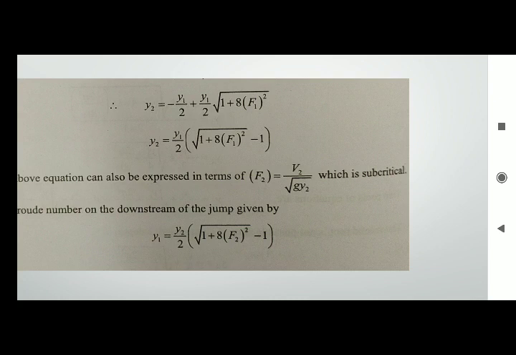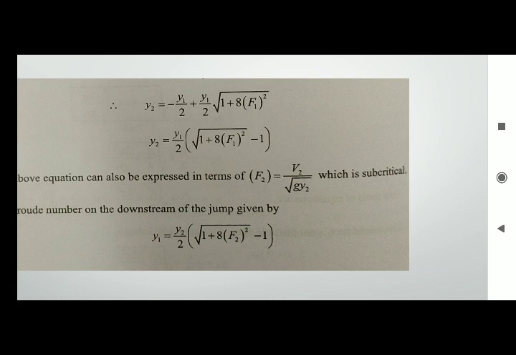Okay, if I know the data at any one section, either section 1, then I can calculate the depth at section 2. If I know the section data at section 2, then I can calculate the depth at section 1. So by using that, if I know any one section's data, then I can calculate the remaining section's data also. By using this only, we are going to solve problems.